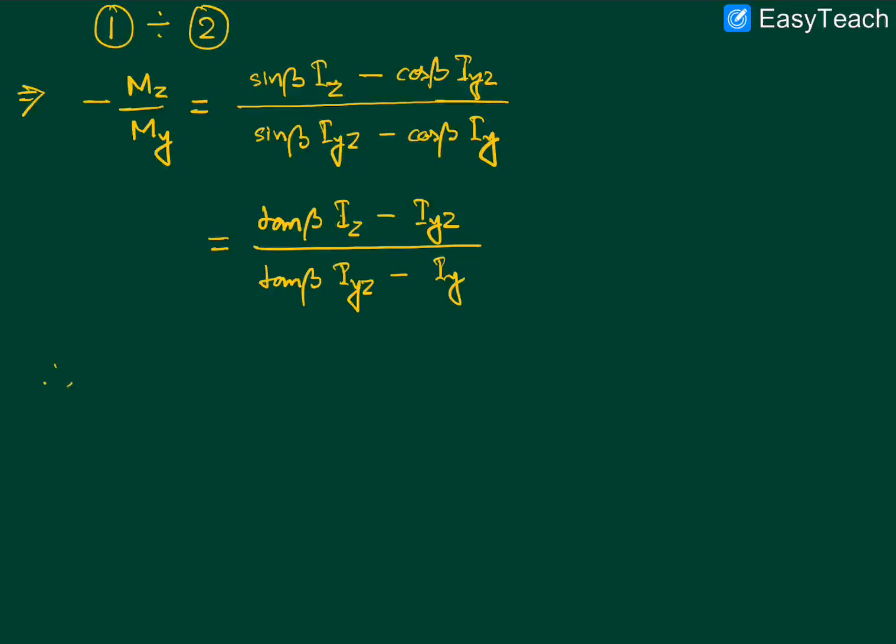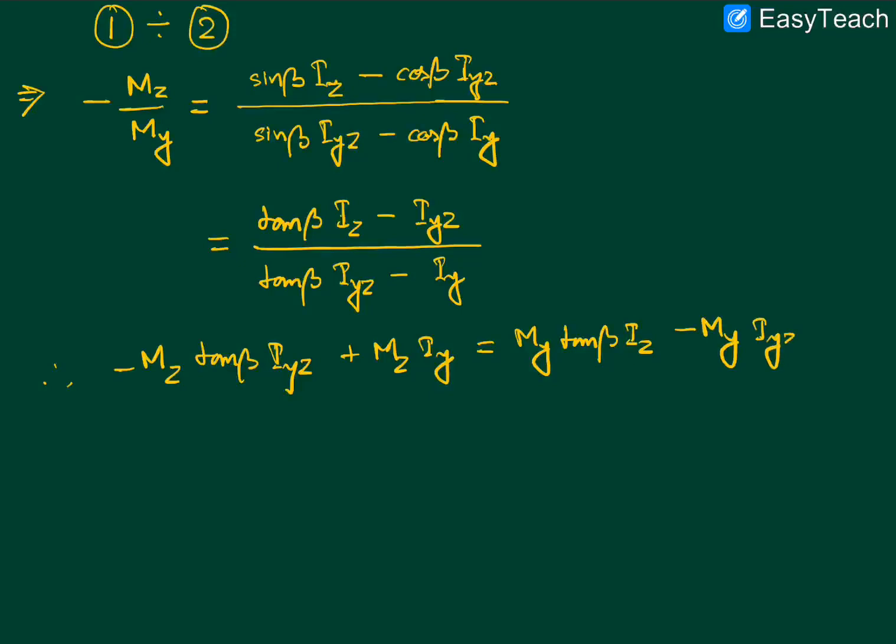Therefore, if we cross multiply the terms, what we'll get is minus Mz tan beta Iyz plus Mz Iy is equal to My tan beta Iz minus My Iyz.